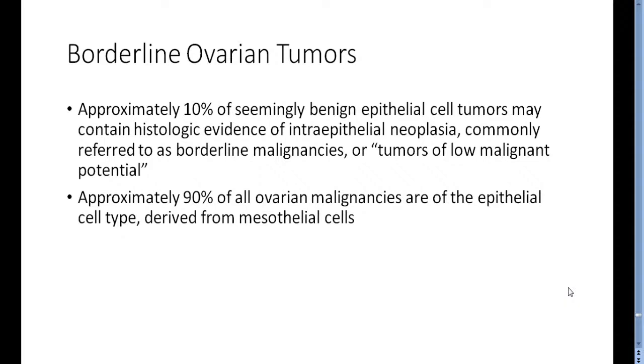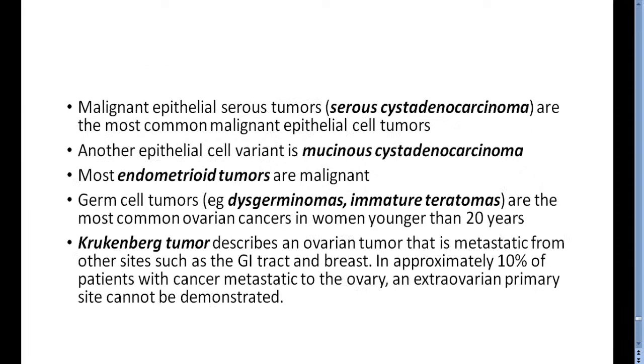Approximately 90% of all malignancies are of epithelial cell types derived from mesothelial cells. Among malignant epithelial tumors, serous adenocarcinomas are the most common. Another type is mucinous cystadenocarcinoma. Most of the endometrioid tumors are malignant. Don't confuse them with endometriotic cysts. It's different. It may resemble this one, but it's different. This is the endometrioid tumor of the ovary.